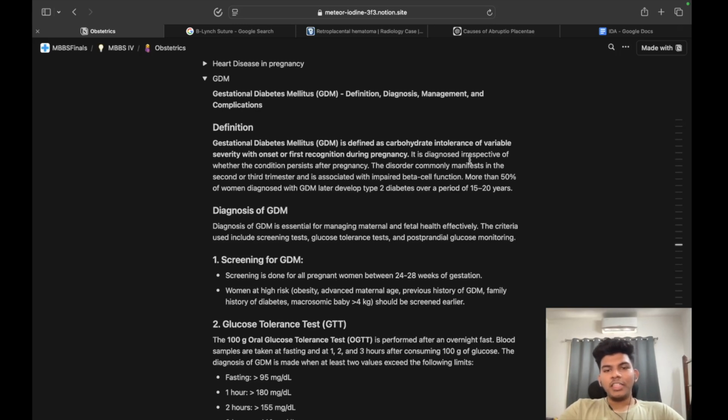It is diagnosed irrespective of whether the condition persists after pregnancy. The disorder commonly manifests in the second or third trimester and is associated with impaired beta cell function. More than 50% of women diagnosed with GDM later develop type 2 diabetes over a period of 15 to 20 years. But the definition is restricted to these two lines, so that should be enough.